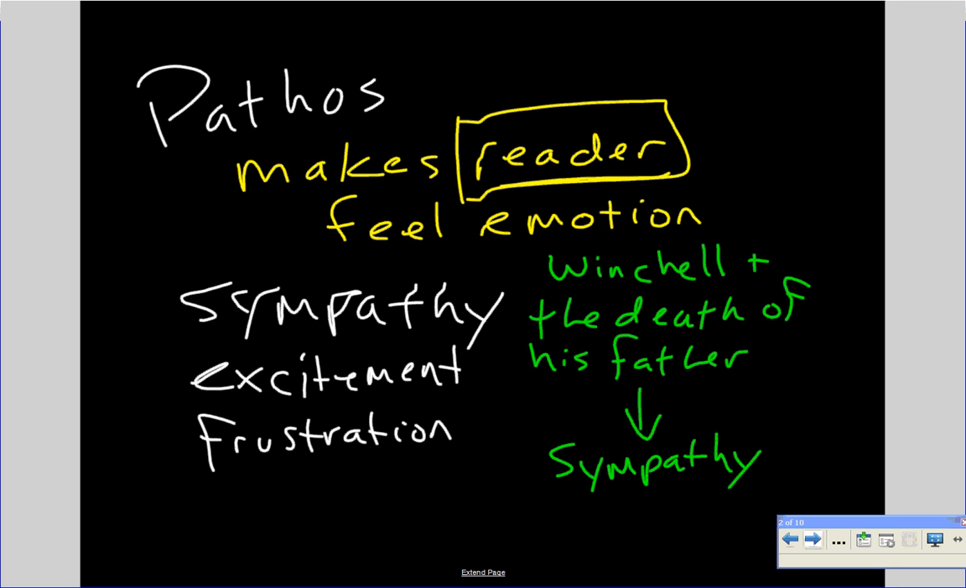What is that? If I had to say that this is a literary device, what literary device might it be? Because I'll tell you what, I will not on the exam give you Winchell and the Death of His Father. I'll give you a literary device, and you must determine that it is Winchell and the Death of His Father if you wish. Lindsay? It could be imagery. It could be imagery.